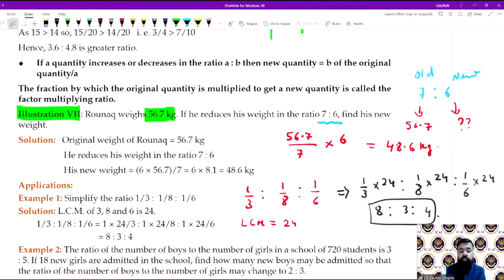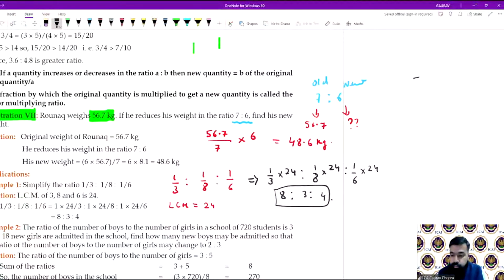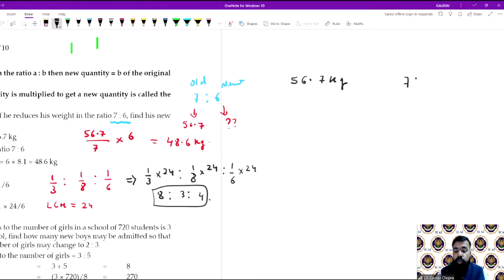Question 7 says Ronak weighs 56.7 kg. So we can take this page, 56.7 kg. This is the current weight. And the question says that he reduces his weight. That means now his new weight will be lesser as compared to this one. So he is reducing in the ratio of 7:6. That means 7 denotes the old ratio and 6 denotes the new one.